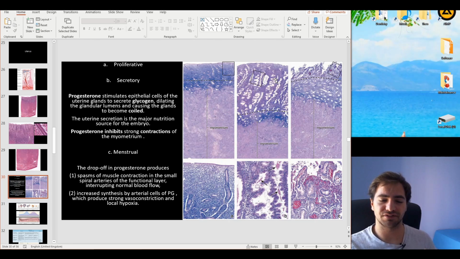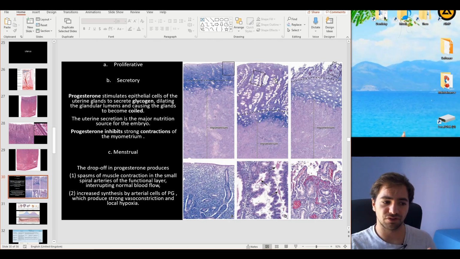And in this case, we're going to have the lower amount of progesterone. Of course, this is going to have as a consequence the increased muscle spasm contractions, and these are of course the typical clinical features seen as contraction pains in the menstrual cycle. And the second most important is going to be the increased production of prostaglandins by the arterial cells, and as a consequence, because of these prostaglandins, we're going to have vasoconstriction and local hypoxia.